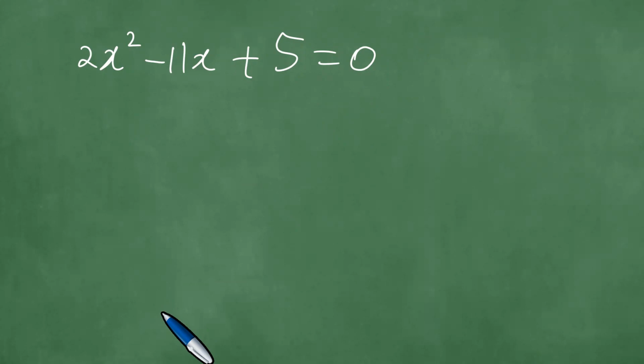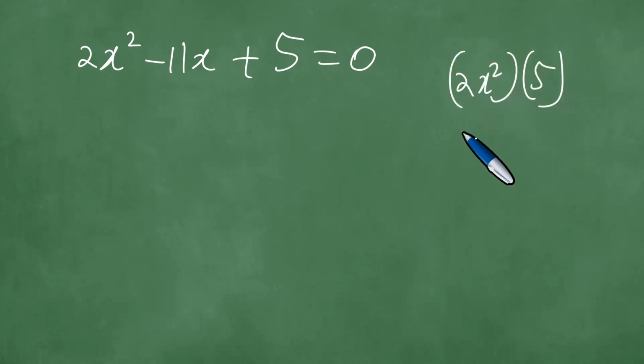What do we do here now? We multiply 2x squared by what? By 5. And what are we getting? We're getting 10x squared. So we look for factors of 10x squared that give minus 11. What are those factors?